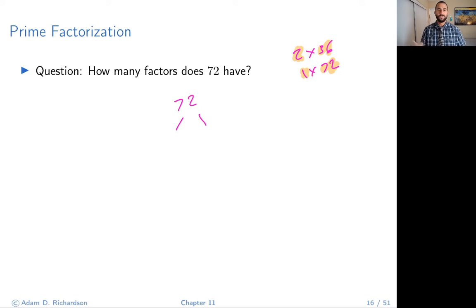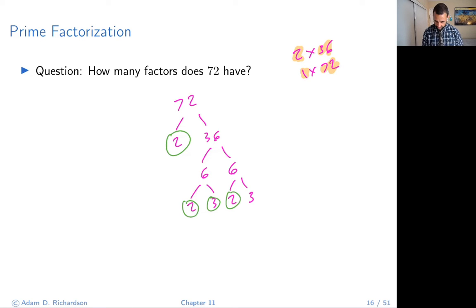Like I said, I like to go for the low-hanging fruit, so I'm going to say 2 times 36. Oh, but I noticed 36 is 6 times 6. And that's 2 times 3, and that's 2 times 3. Now let's go ahead and collect all of these leaves. There we go. All of those are prime. There's no way for me to divide anymore.